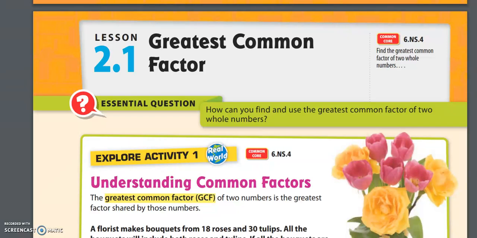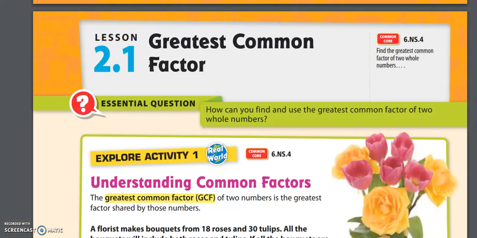This is lesson 2.1. It's the greatest common factor. It's on page 31. This is an explore activity. It's best if you try to read the questions and complete this to the best of your ability, and then watch the video when you're ready to check your answer, or if you need some hints.